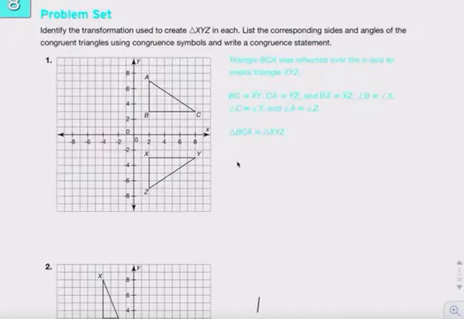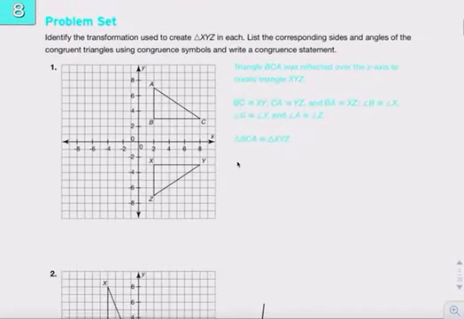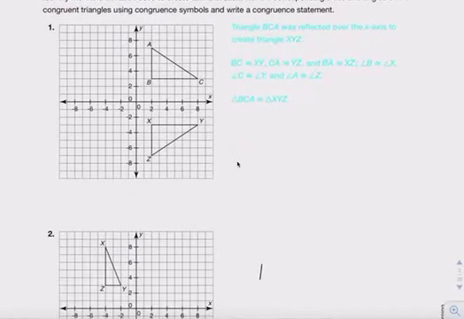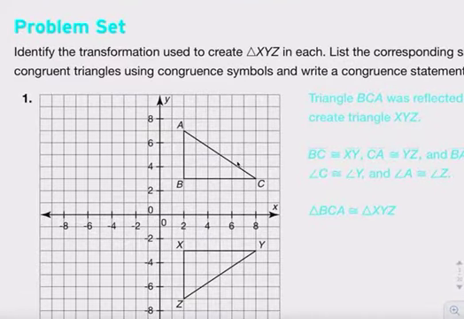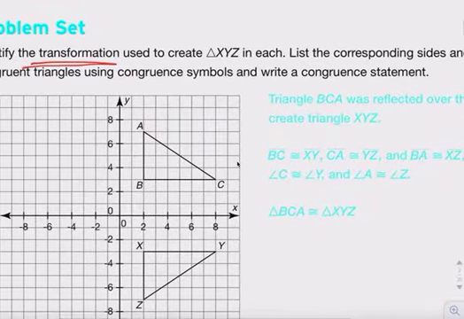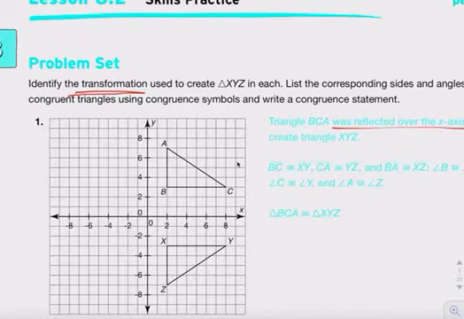This is problem 8-2, all of them. They did number 1 for you. Follow the examples that are there. It asks you to identify the transformation first. So what type of transformation? They say here it reflects over the x-axis, creating XYZ.